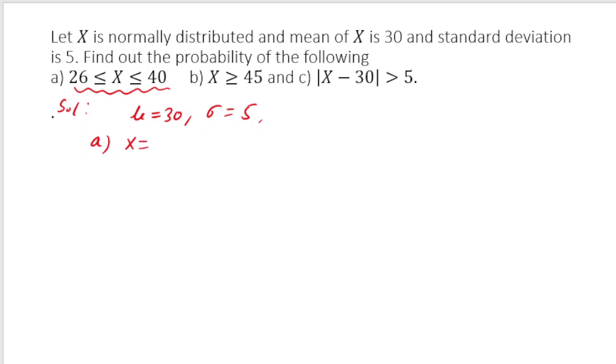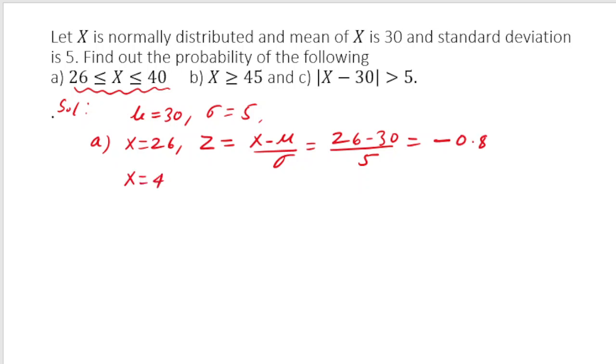So first I calculate, if x is equal to 26, what is z? We also call it a standard normal variate, that is (x minus mu) by sigma, which is equal to (26 minus 30) by 5, that is minus 0.8. And if I take x is equal to 40, then z will be (40 minus 30) by 5, which is equal to 2. So basically we have to calculate the probability for z between minus 0.8 and 2.